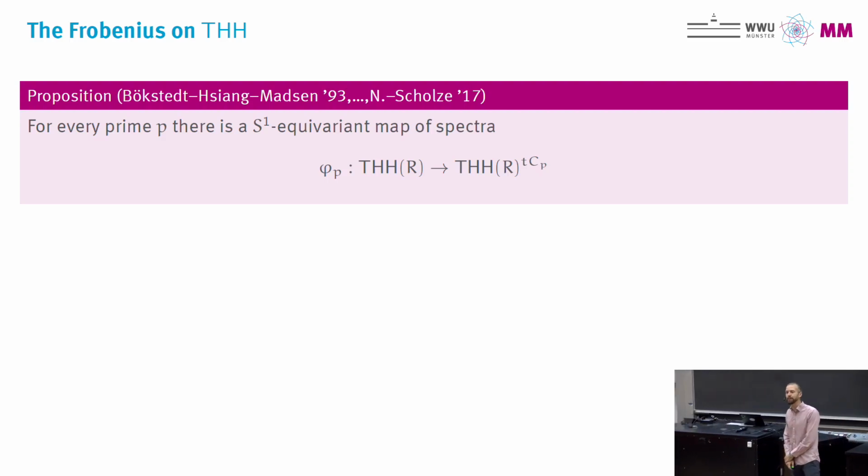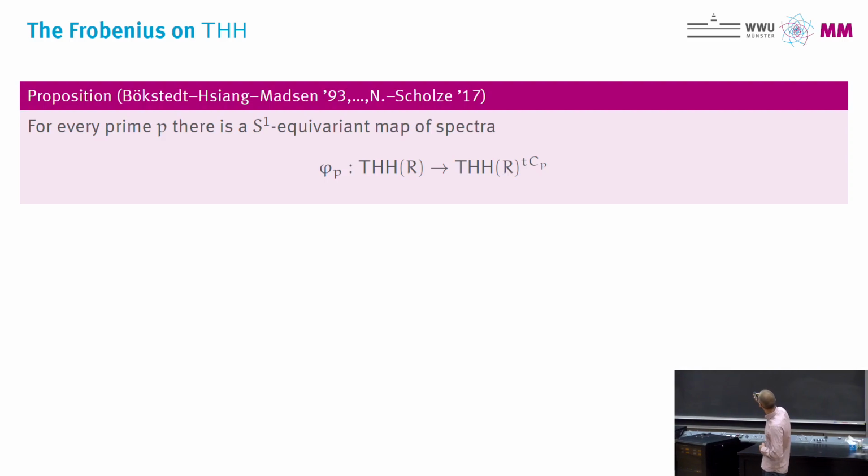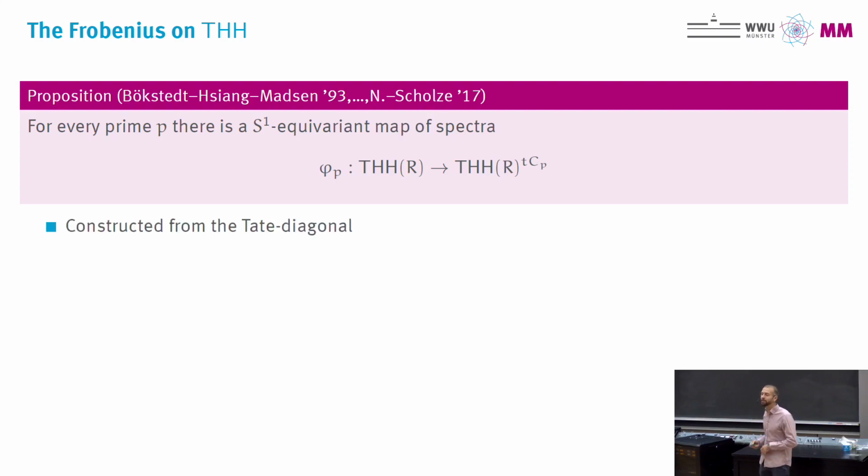So now I claim that once you understand what THH is, you can write down a map φ_p called the Frobenius, which in slightly different form was first done by Bökstedt, Hsiang, Madsen in their initial work. Not quite in this form, but it also follows from their work. And I guess we give a new way of thinking about this map. I will not give you the exact definition, but I'm just telling you it's constructed from the Tate diagonal again.